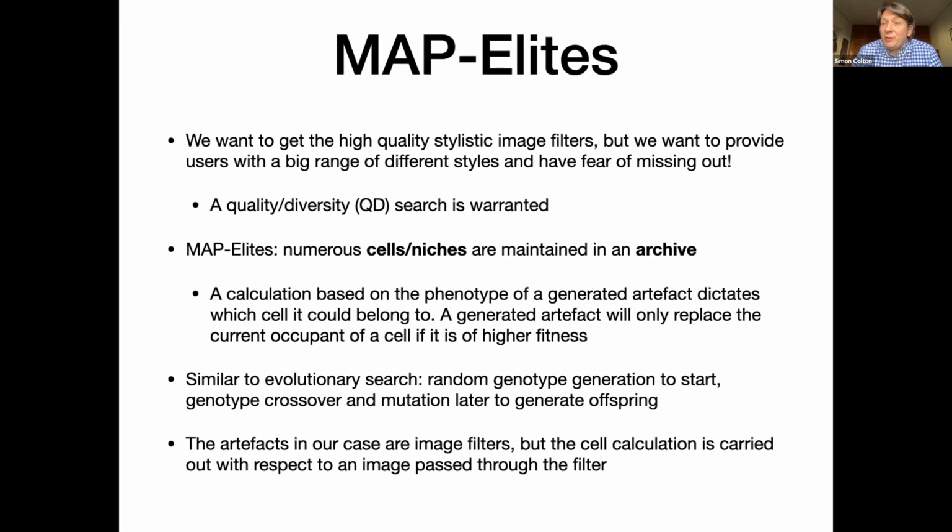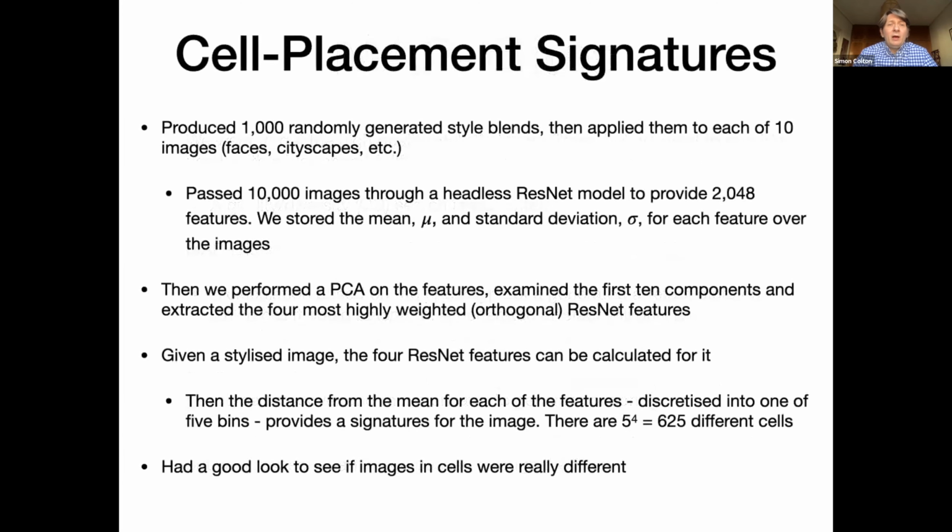So we do the usual things, which is a random genotype generation to start with. Then we can have crossover and mutation of the artifacts in the cells to generate offspring later. In our case, the artifacts are image filters, but to assess those image filters, we pass a content image through them in order to be able to analyze the image rather than the filter itself. So the first question is, how do we place an image, and therefore the filter producing it, into a cell?